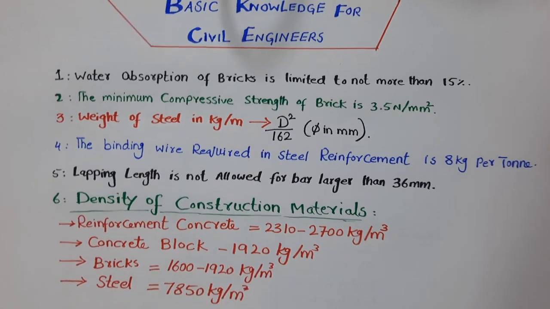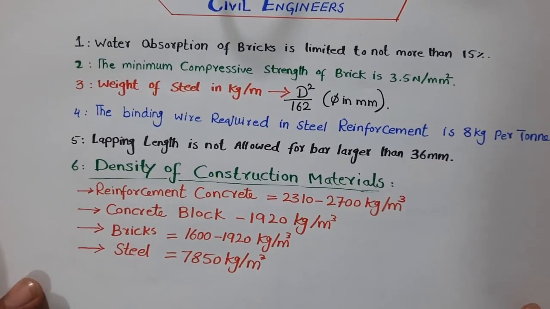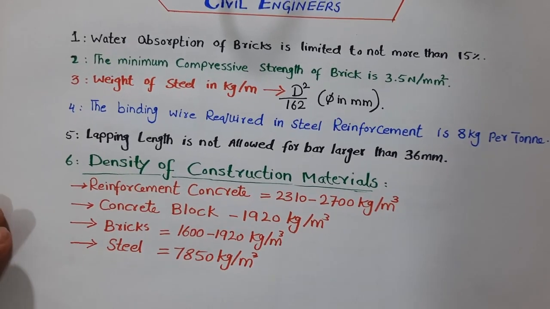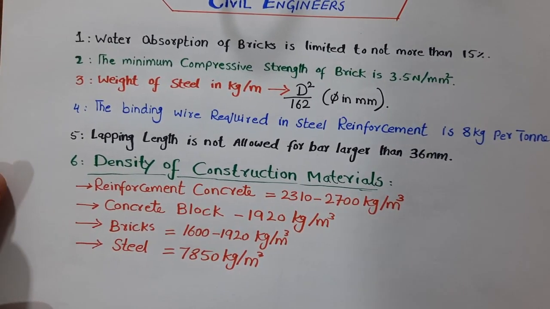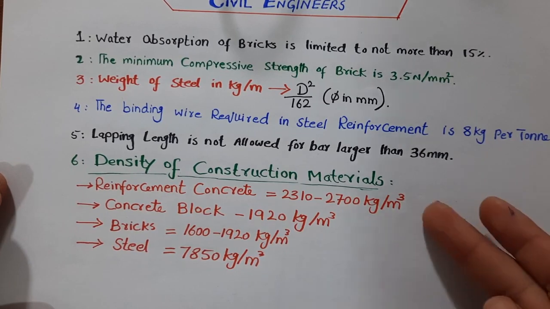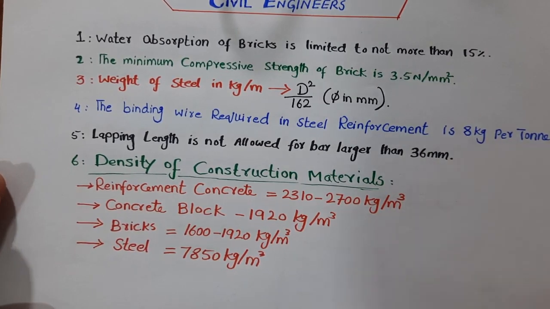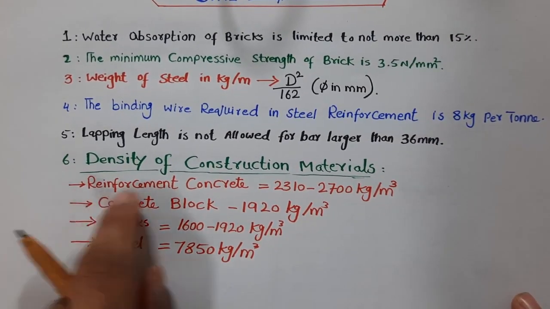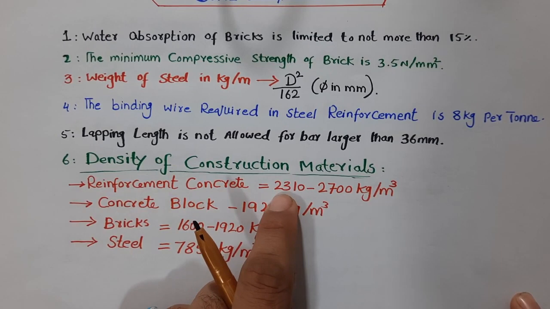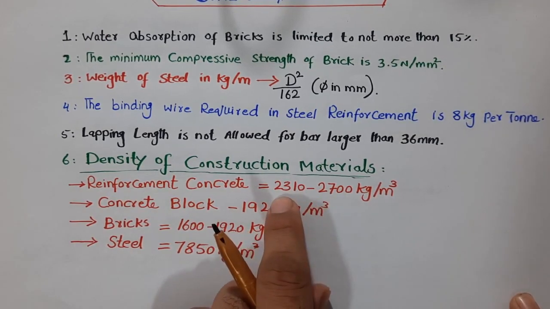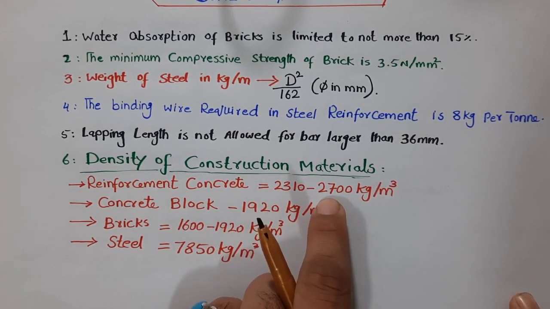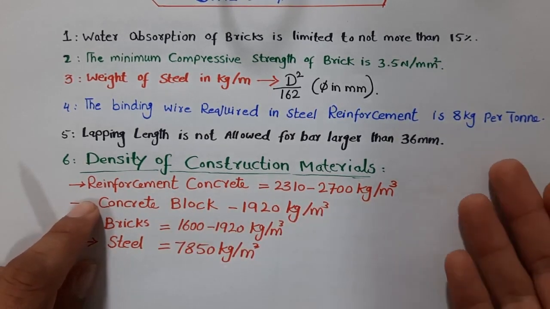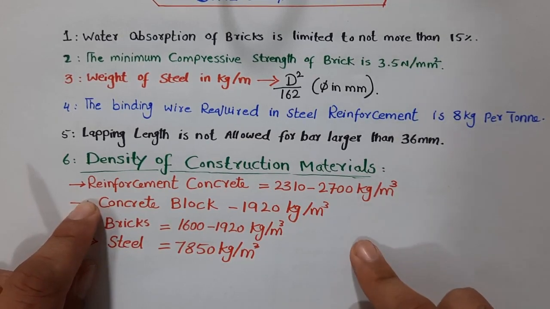The next one is, guys, about density of construction materials. This is important to know before starting structural design, because if you don't know the density of concrete, bricks, steel, you will face a problem. So this is very important to know the density, okay? Therefore, guys, reinforced concrete density is from 2310 to 2700 kg per meter cube. This is the density of RCC, reinforced cement concrete.